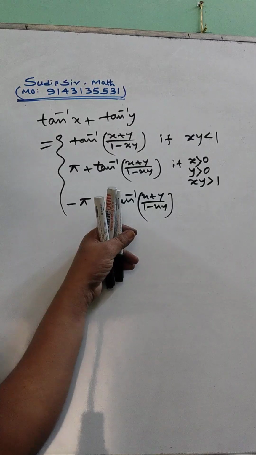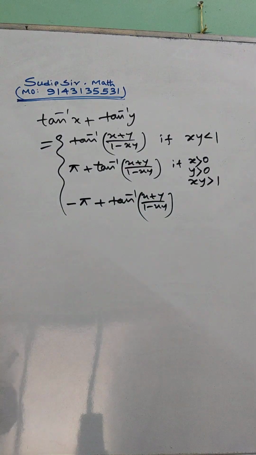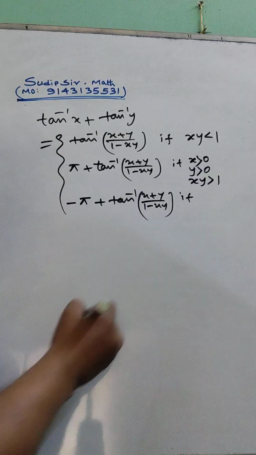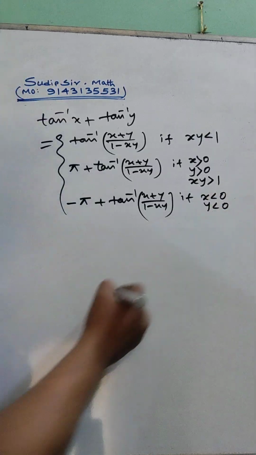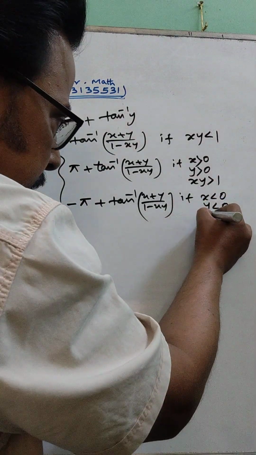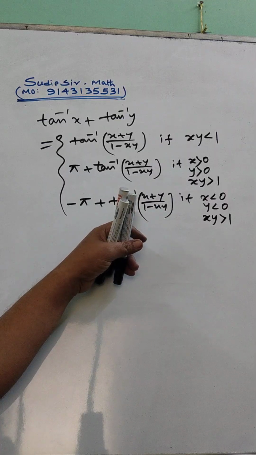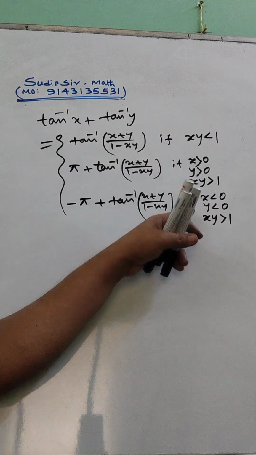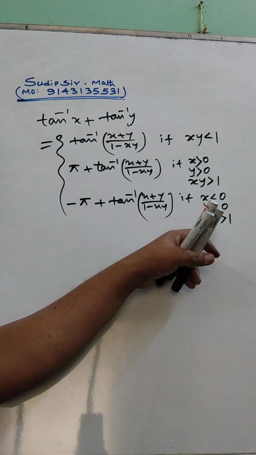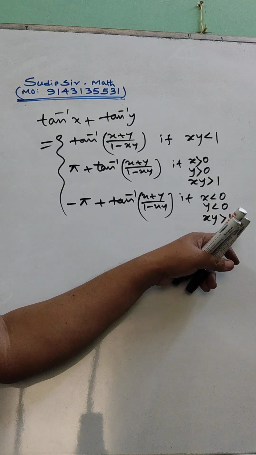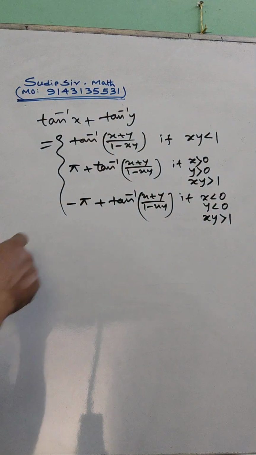And this will be minus pi plus tan inverse of (x plus y) by (1 minus xy) if x is less than 0, y is less than 0, and xy is greater than 1. Okay. Similarly, is it clear?